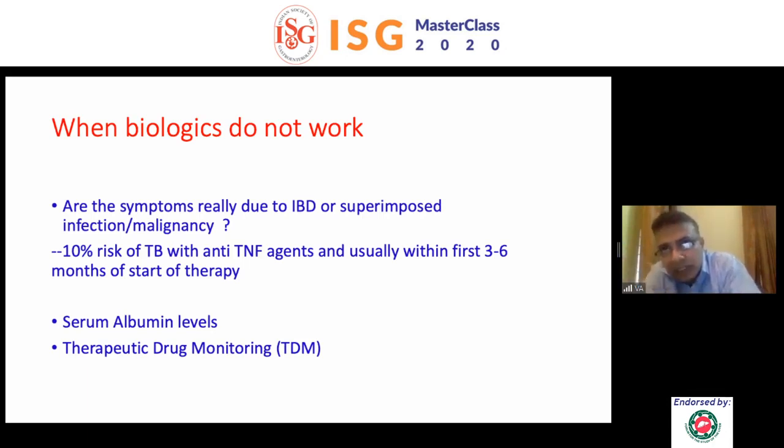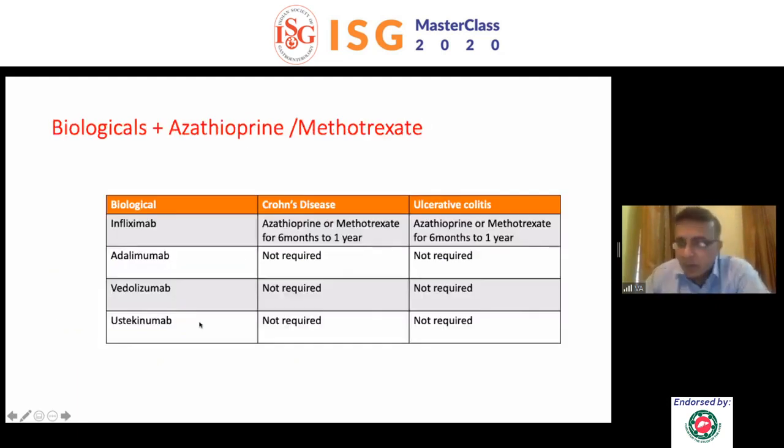Here the question is, is there a superimposed disease? Superimposed disease out here could be TB, could be malignancy. TB, because 10% of patients on anti-TNF inhibitors go on to develop tuberculosis, that also in the first 3 to 6 months, so you have to be very careful. Loss of response may be related to low serum albumin levels. Otherwise, you can do therapeutic drug monitoring.